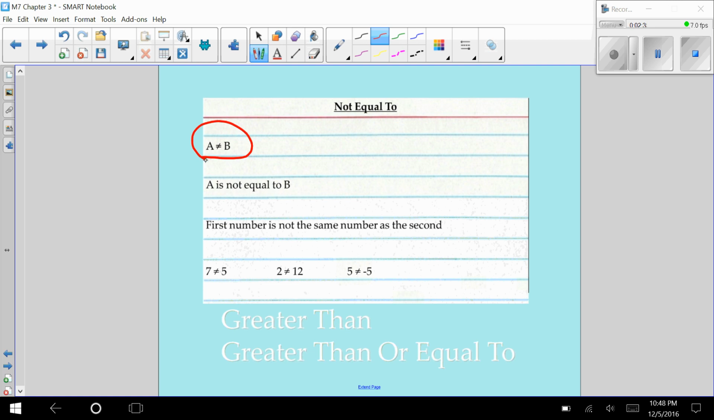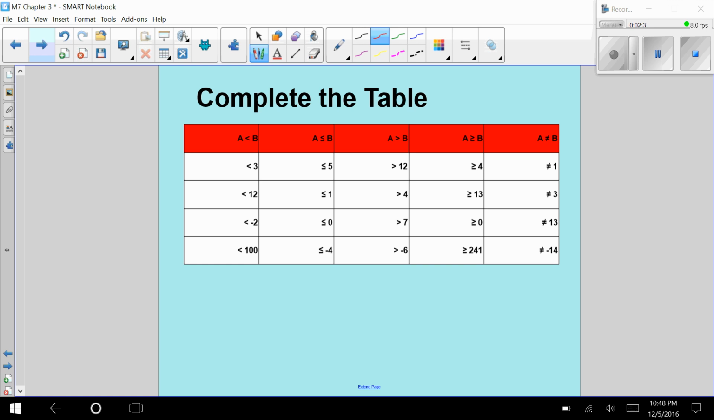negative 5. So we're going to complete this table with numbers that work. My examples, this first column is less than, a number less than 3, negative 7. Number less than 12, 4 is less than 12. Negative 10 is less than negative 2. And 7 is less than 100.